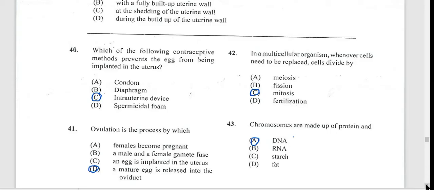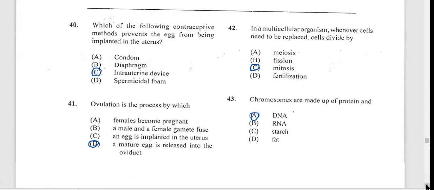Then we have 41. Ovulation is a process by which a mature egg is released into the oviduct. So D the answer there for 41. For 42, in a multicellular organism, whenever cells need to be replaced, cells divide by mitosis. That is if you got a cut and you need new cells there to have it all heal. That is done by mitosis. So your answer for 42 is going to be C.